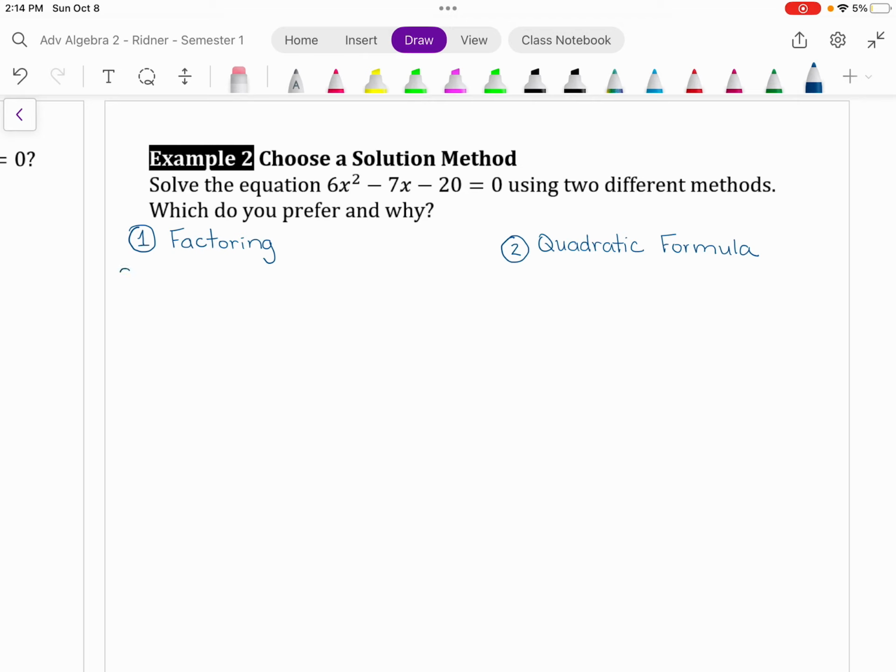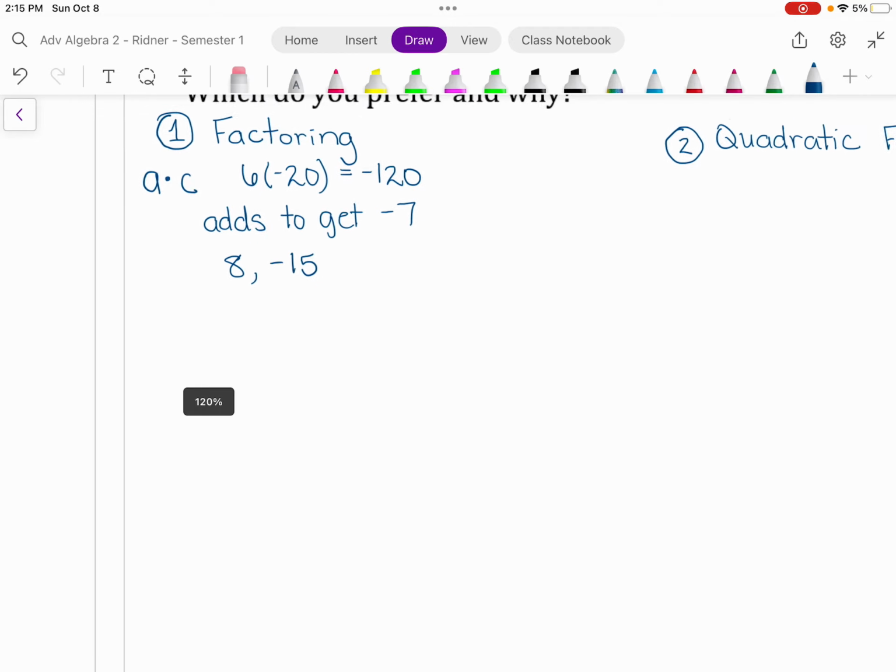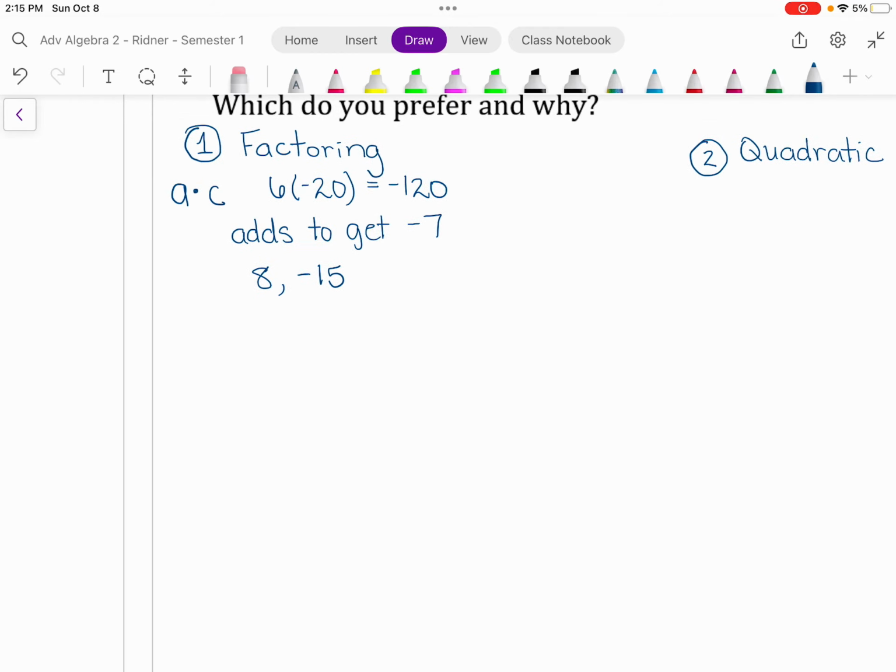So remember, when we factor, we always have to multiply a times c, which is 6 times negative 20, which is negative 120. And then we ask ourselves, what multiplies to get negative 120, but adds to get negative 7? Okay. And my two numbers are 8 and negative 15. If I didn't have the answer key in front of me, that probably would have taken longer to figure out. So if you're like, how did she know that? Because I'm looking at the key. If you're not sure, remember, you can make a whole list of all the things that multiply to get 120 and then figure out which ones would add together to get negative 7.